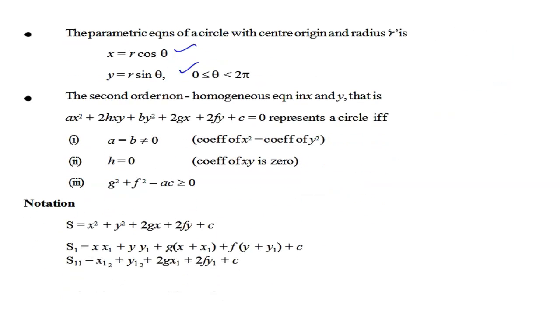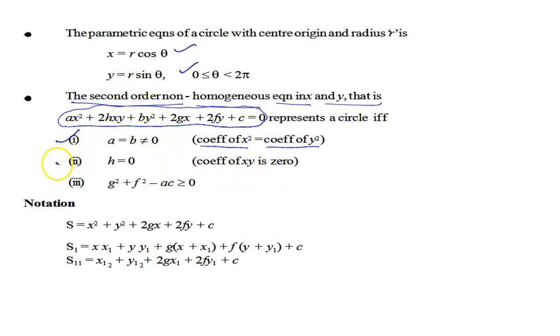Next, one of the important points in this: a pair of straight lines is a second order non-homogeneous equation in x and y. A pair of straight lines, ax square plus 2hxy plus by square plus 2gx plus 2fy plus c is equal to 0, represents a circle if and only if, first condition, a is equal to b, in the sense the coefficient of x square is equal to the coefficient of y square, and those are not equal to 0.